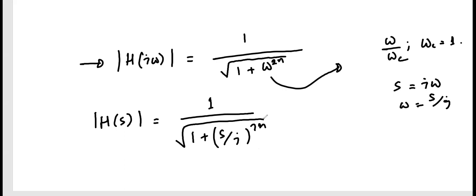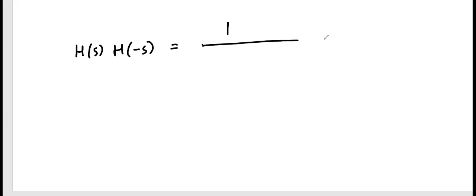Now if we write the total equation as H(s) multiplied by H(minus s), then we can write it like this: 1 plus S divided by j, whole to the power twice n. There is no root over because we are multiplying with the minus. This is called the inverse transfer function, which gives you the same magnitude as H(s).